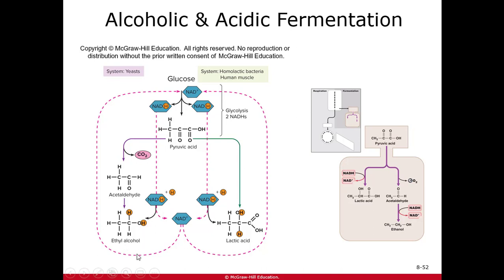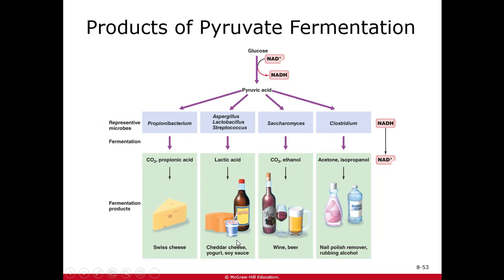So Propionibacterium takes that pyruvic acid and it makes carbon dioxide as well as another type of acid, the propionic acid. That's where we get Swiss cheese. There is an organism in there. The holes in your Swiss cheese are because of all the carbon dioxide bubbles that are released through fermentation. And that acid gives it that sharp flavor.